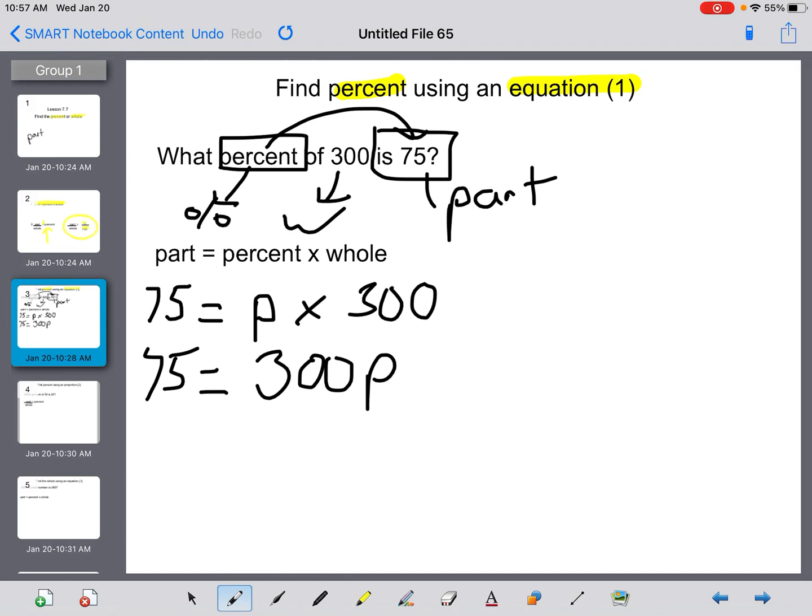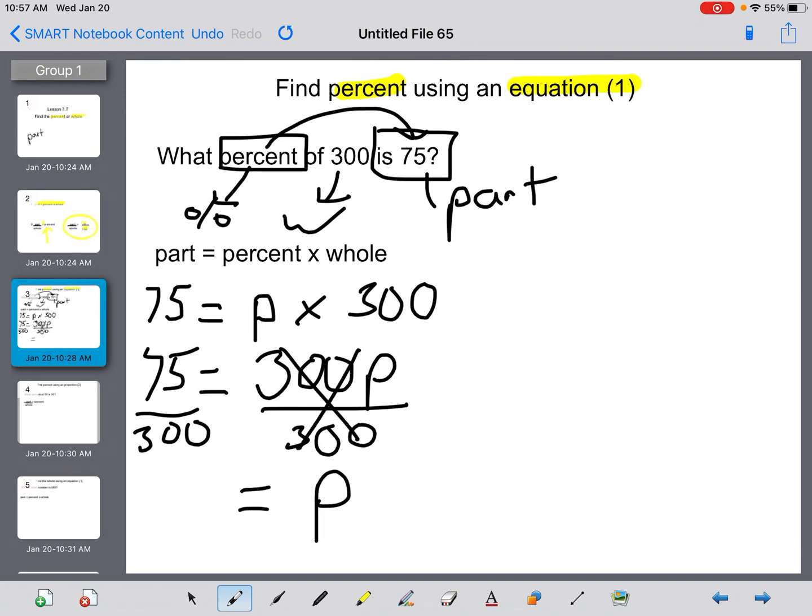That, grade 7, should sort of be an indicator to you, okay, if I have 300 of the letter P, how can I get that letter P by itself? How do I isolate the variable? Well, same questions apply. What's happening to P? It's being multiplied by 300. What's the opposite? Divide by 300. What you do to one side, you must do to the other. This cancels out. So I end up with P all by itself.